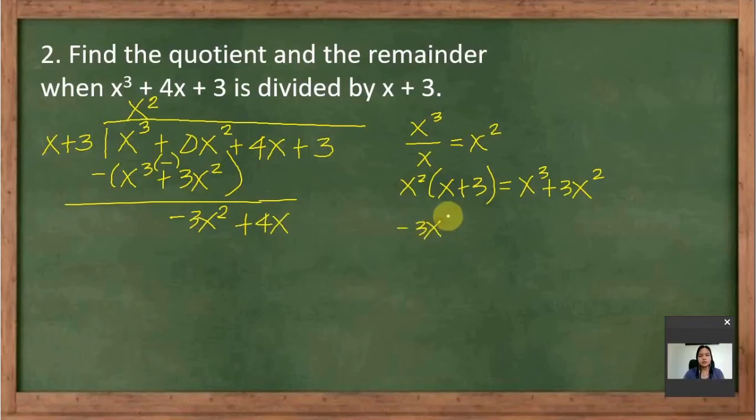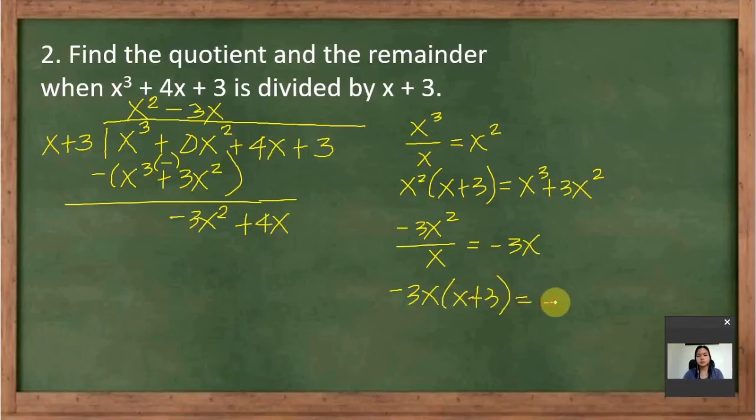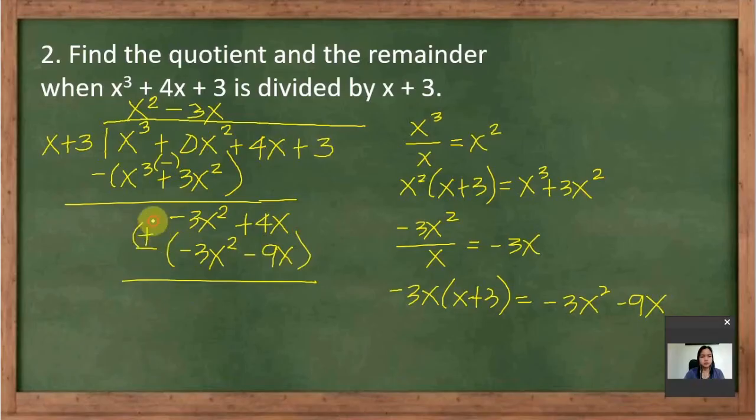Then we have negative 3x squared divided by x. This is negative 3x. So we will write here minus 3x. The negative 3x times the quantity of x plus 3 is equal to negative 3x squared minus 9x. So this becomes minus the quantity of negative 3x squared minus 9x. This is plus, this becomes plus, then this is plus.